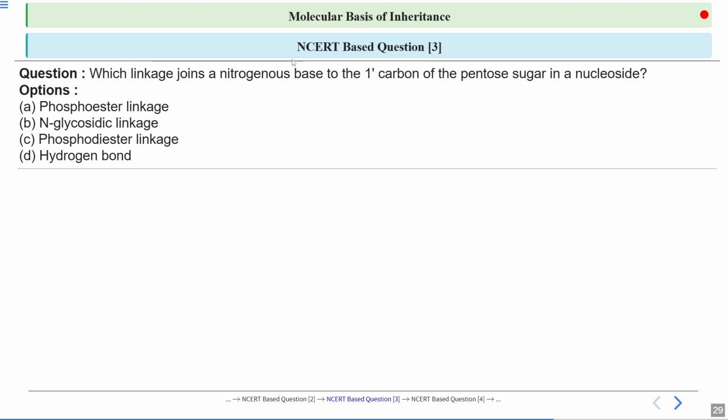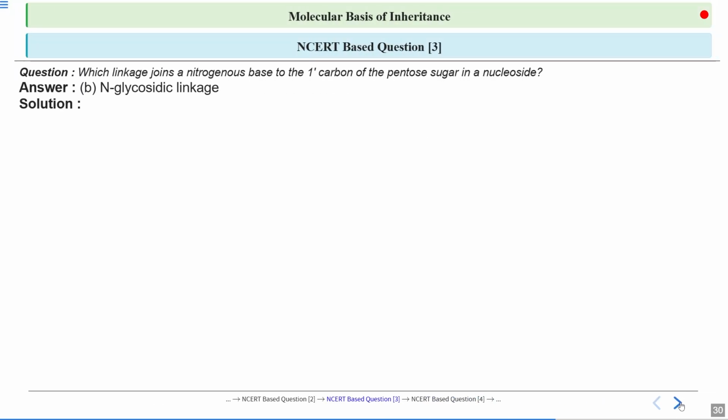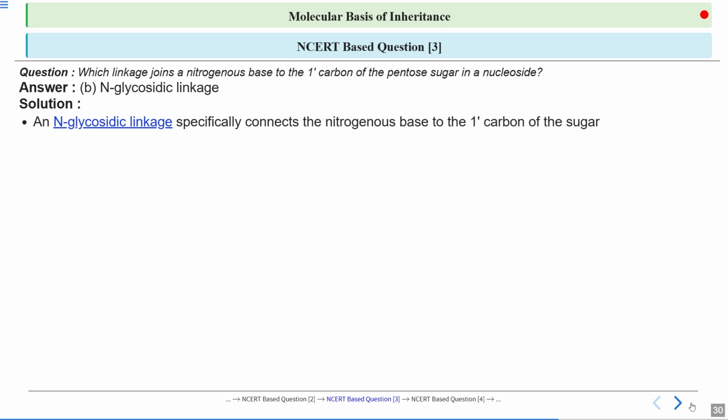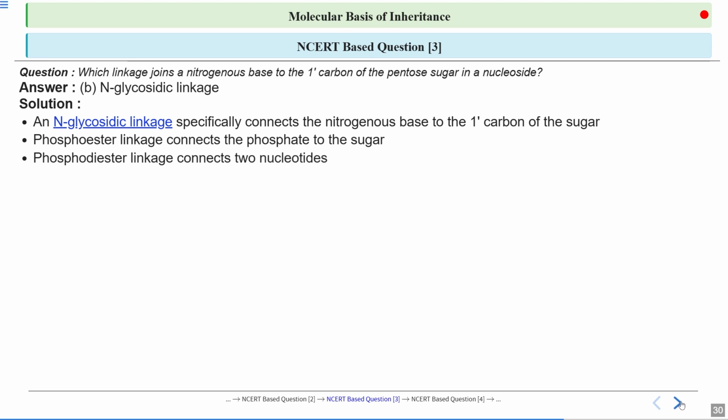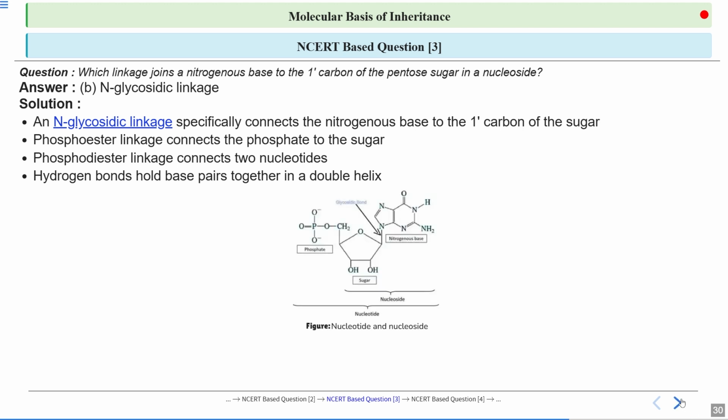Here you can get a hint: the nitrogenous base has N, so you can link it to N-glycosidic linkage. But let's see the answer. The answer is N-glycosidic linkage. It specifically connects the nitrogenous base to the 1' carbon of the sugar, whereas the phosphoester linkage connects the phosphate to the sugar, and the phosphodiester linkage connects nucleotides, that 3' to 5' we talked about, whereas the hydrogen bonds hold base pairs together in a double helix. So this is the whole thing. This is the nitrogenous base and this sugar, held together by a glycosidic bond.